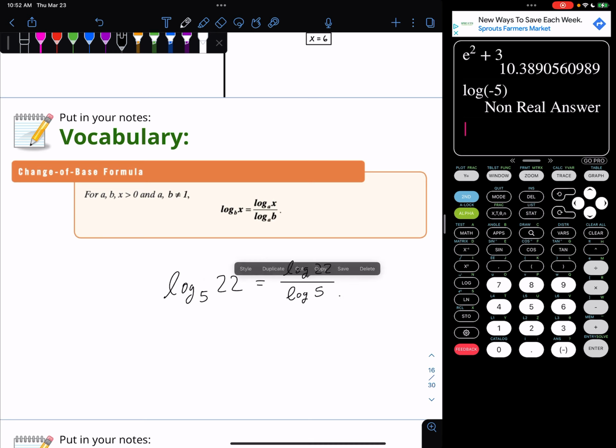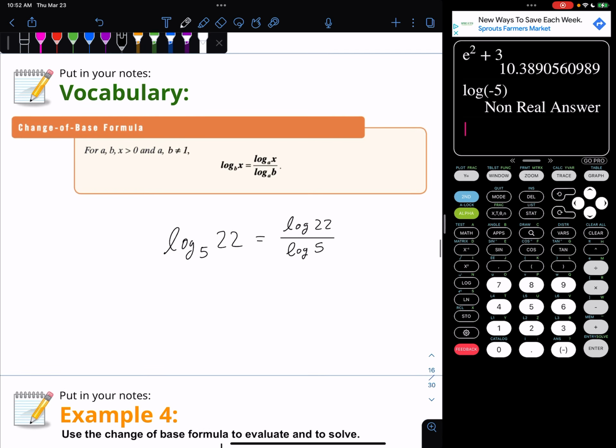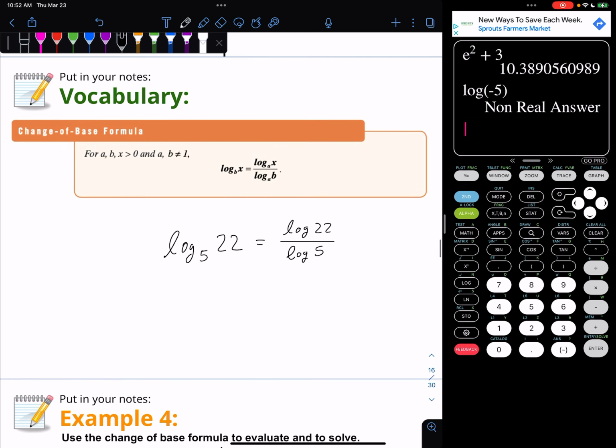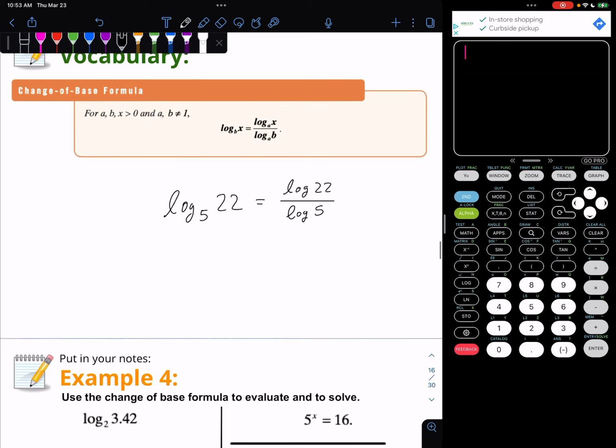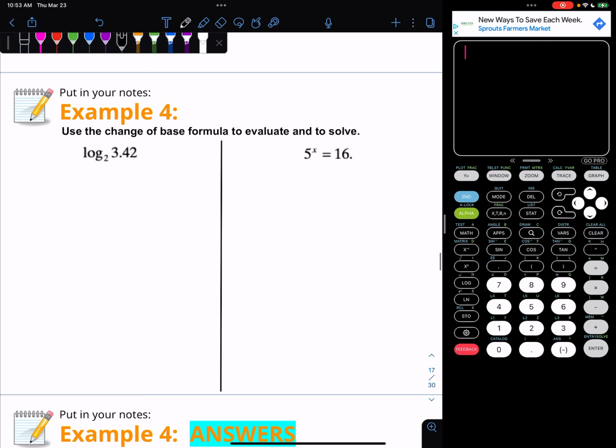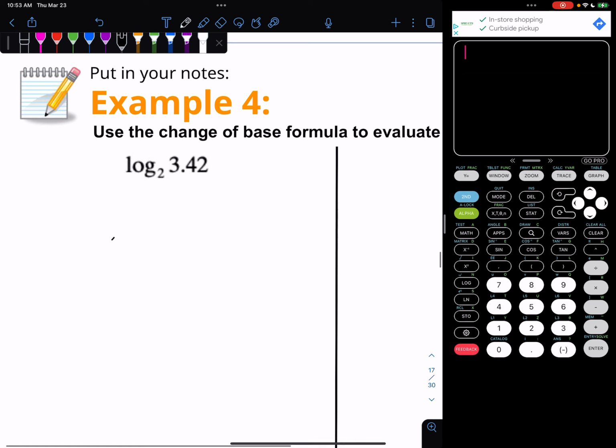So you will need this formula. And it's not a formula like, oh, I should memorize it. It's more like this is a procedure that we need to follow. So, ta-da. All right, last example, and then we have partner activity. Yay! Use the change of base formula to evaluate and solve. So the one on the left, all they're really asking you to do is show the change of base. 3.42 over log 2. And in your calculator, when you do that, you would still get the same answer.